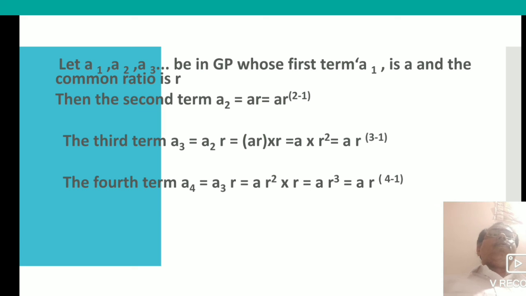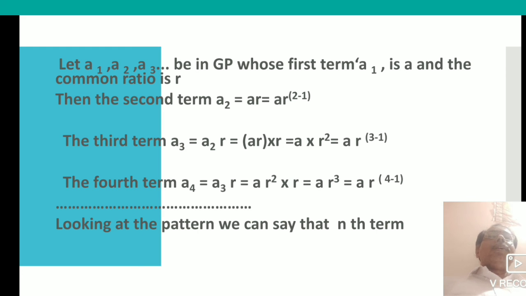To get the fourth term, we have to multiply r to a3. That a3 is nothing but ar square. Ar square into r is equal to ar cube. So a into r to the power of 4 minus 1. So can you say the fifth term? Yes, a5 is equal to a4 into r, that is equal to a into r cube into r, and that is equal to a into r to the power of 4. And then at last we can write a into r to the power of 5 minus 1. Like this you can write and so on.